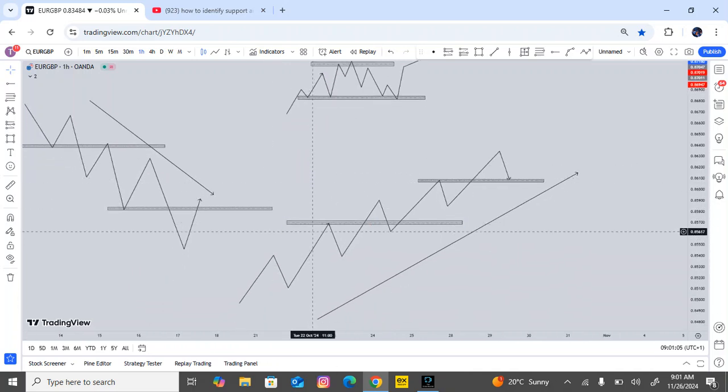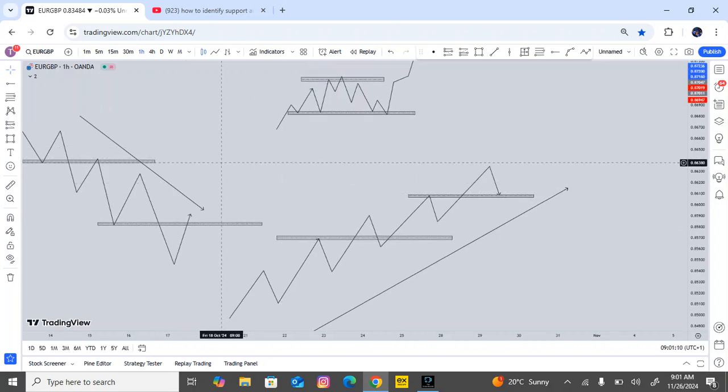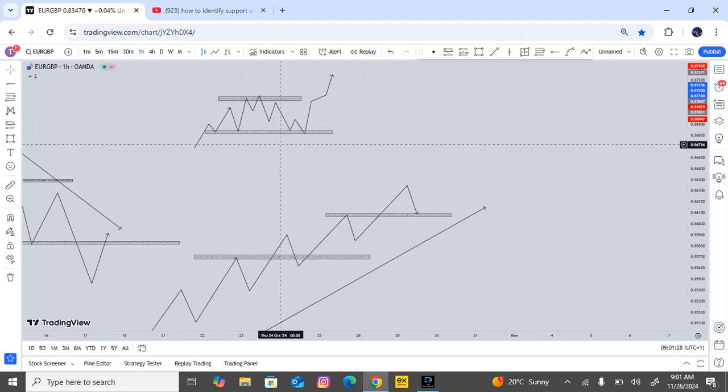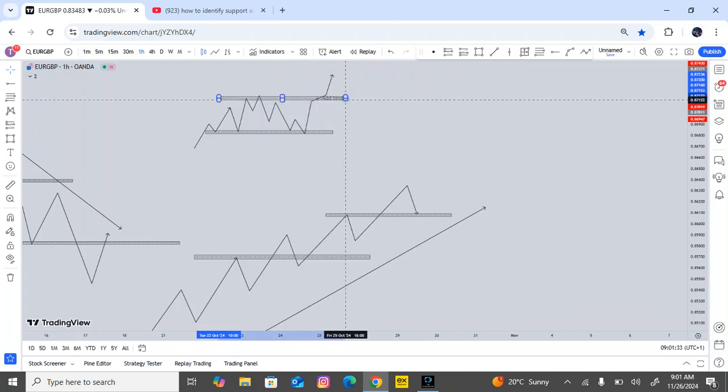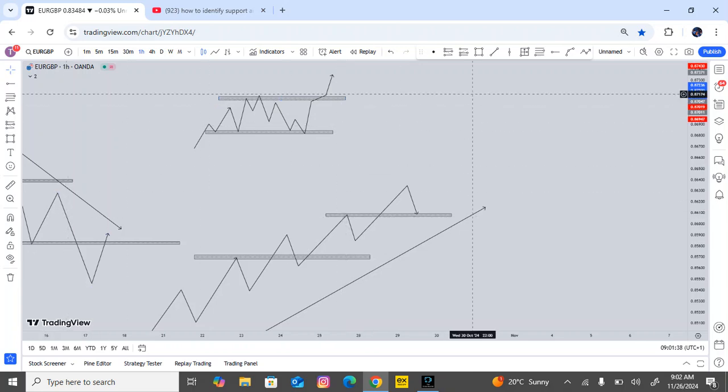It mustn't be just a high or low. Even where you see multiple touches, price coming, touching, coming back, touching, even more than two, it's also a resistance or support. Right here, this is a support. Right here, this is a resistance. You can identify that as support and resistance also. So that's how to identify support and resistance.